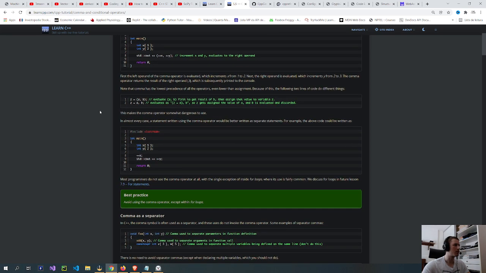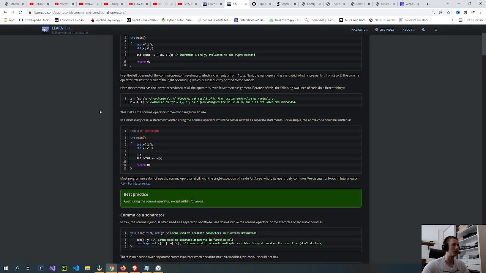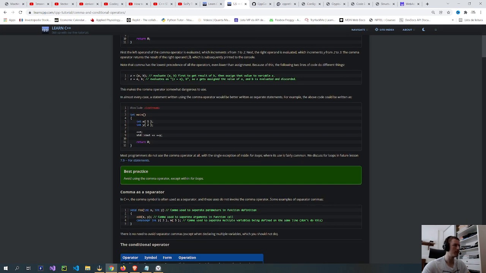Note that comma has the lowest precedence of all the operators, even lower than assignment. Because of this, the following two lines of code do different things. This makes the comma operator somewhat dangerous to use. In almost every case, a statement written using the comma operator would be better written as separate statements. For example, both lines of code could be written like this.